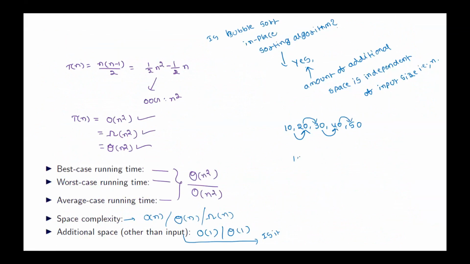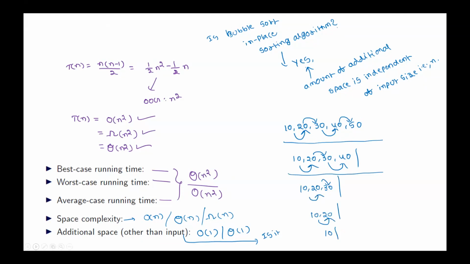Next iteration, what do we do? 50 we don't consider. 10 and 20, 20 and 30, 30 and 40. Next, 10, 20, 30 only we consider. Compare 10, 20, 20, 30. Then only 10, 20 we consider. Are there any swappings from the first pass to the second pass? Second pass to third pass? Third pass to fourth pass?